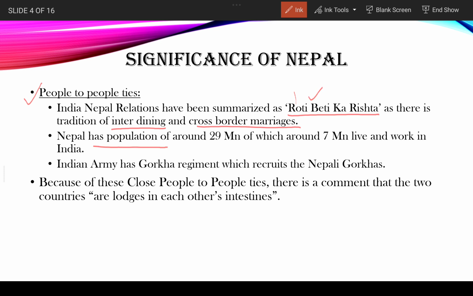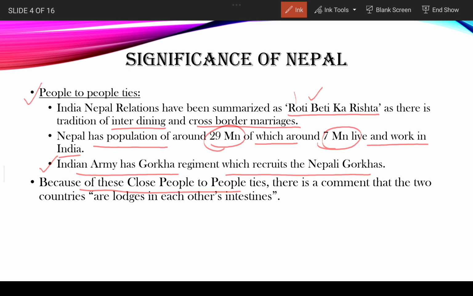Another point is that Nepal has a population of around 29 million, and around 7 million live and work in India. Then the Indian Army has the Gorkha Regiment, which recruits Nepali Gorkhas. So these are about people to people ties. In people to people ties, we can also include the cultural ties as well. These are various people to people ties, because of which Nepal is significant for India.